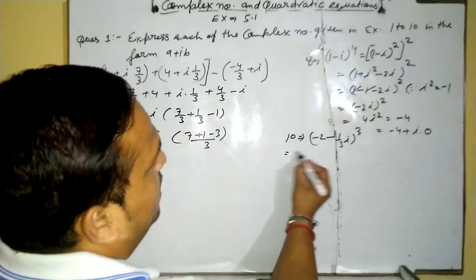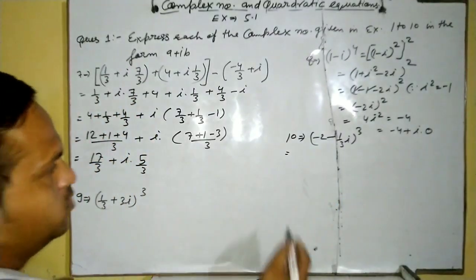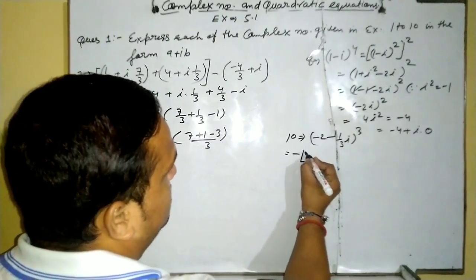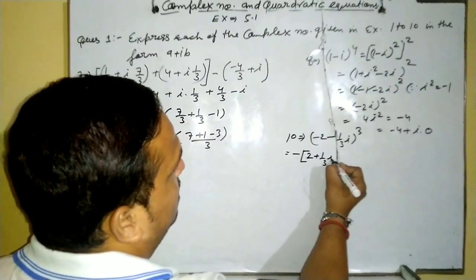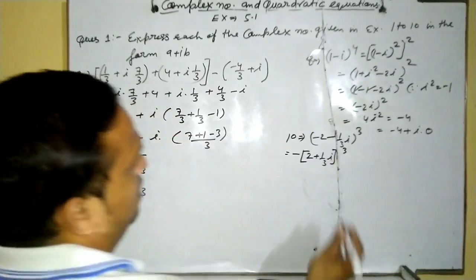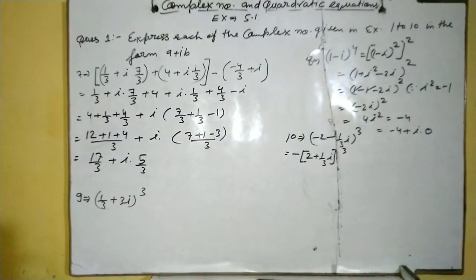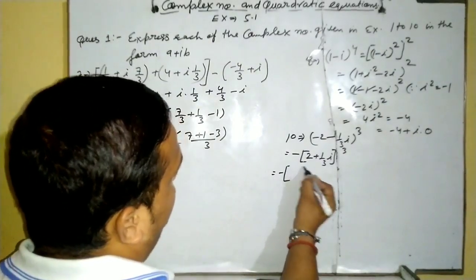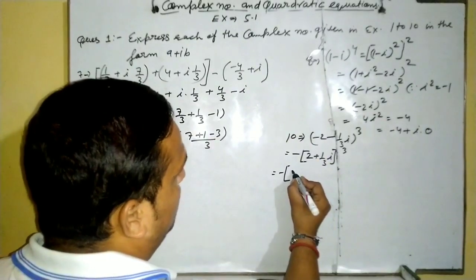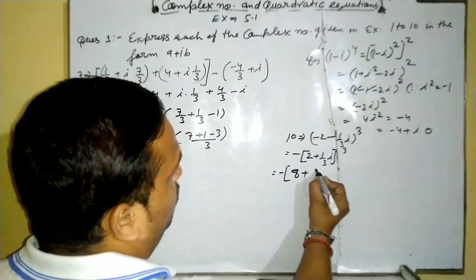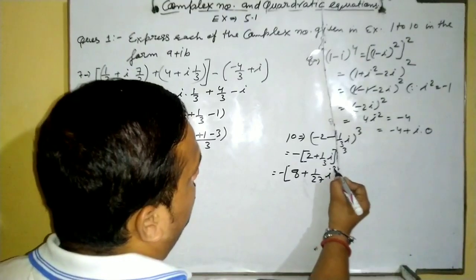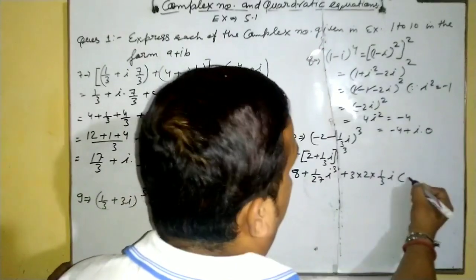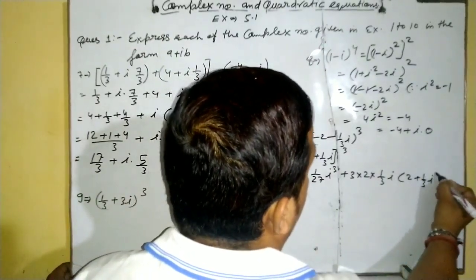Firstly, we are taking minus common here. Since it is a minus cube, this will become minus. So minus can be taken out, and this can be written as (2 + 1/3 i)³. Now we can apply the (a + b)³ formula: a³ + b³ + 3ab(a + b). Minus 1 remains outside the bracket, and this will be 2 cube, 8, then 1/27 i cube, then 3 into 2 into 1/3 i and (2 + 1/3 i) in bracket.